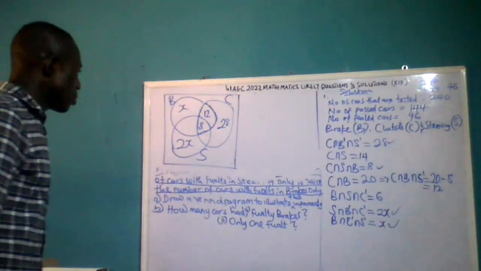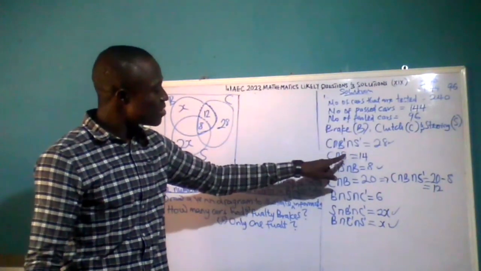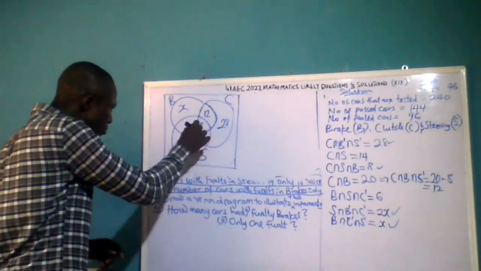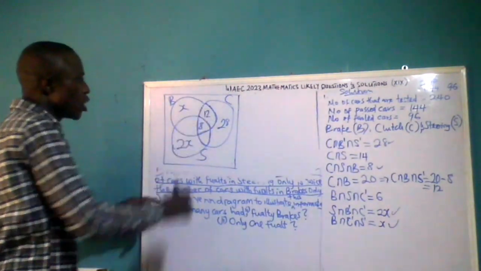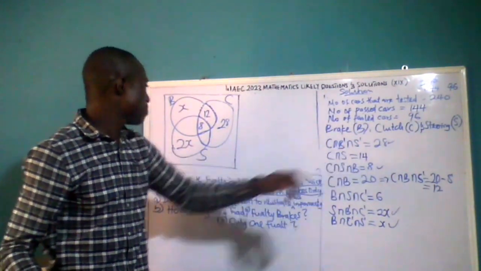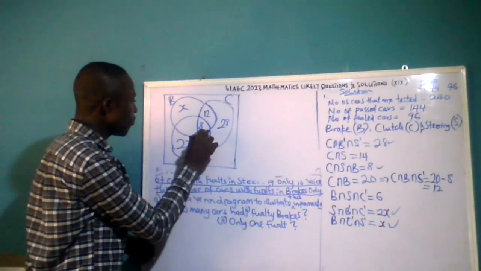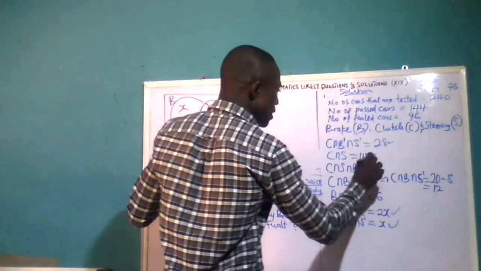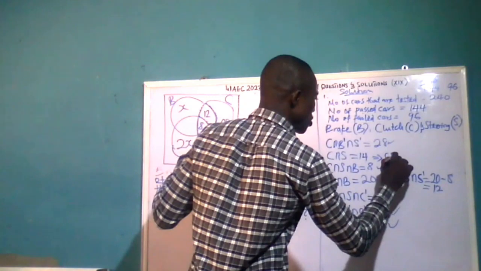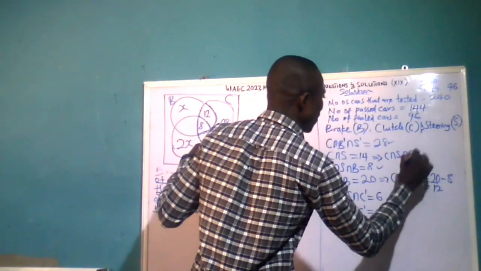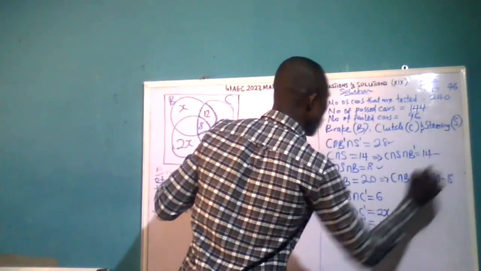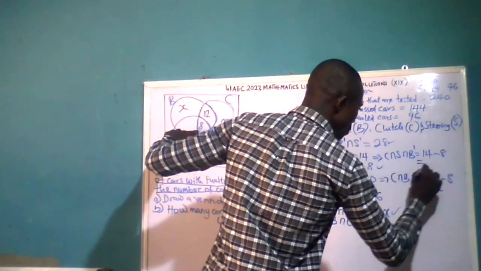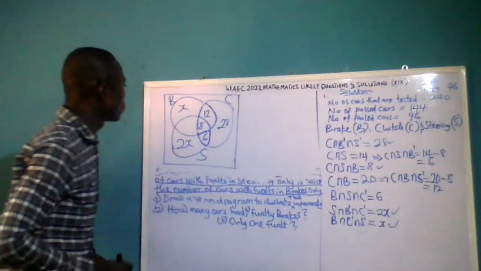Now the next thing is to look at the one that is having fault in clutch and steering only. If this whole region is given to be clutch and steering, no further information, which is equal to 14, and we are asked to look for the one that is having faults in clutch and steering only, which will fall into this region, it does mean that clutch intersection steering intersection no fault in brake will be equal to 14 minus the region where we are having cars of all the 3 faults, which is 8, and that will give you 6. So therefore here is 6.